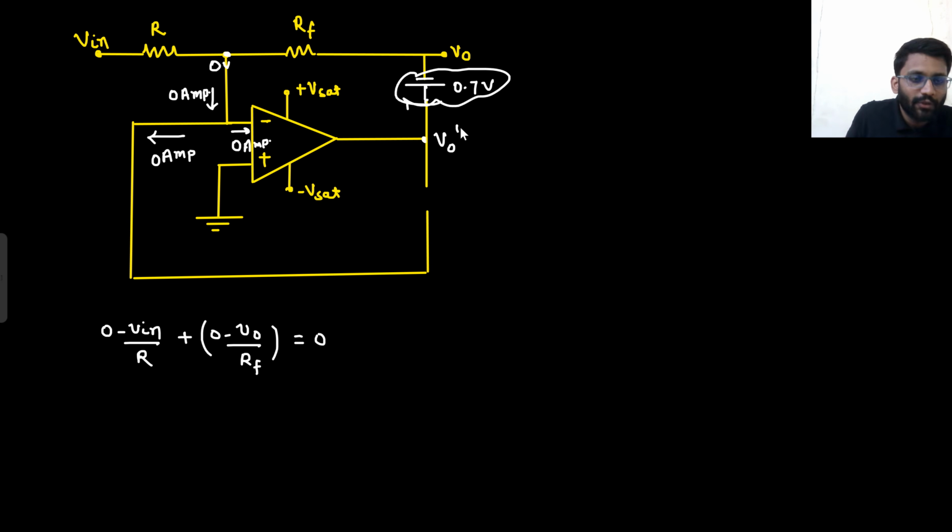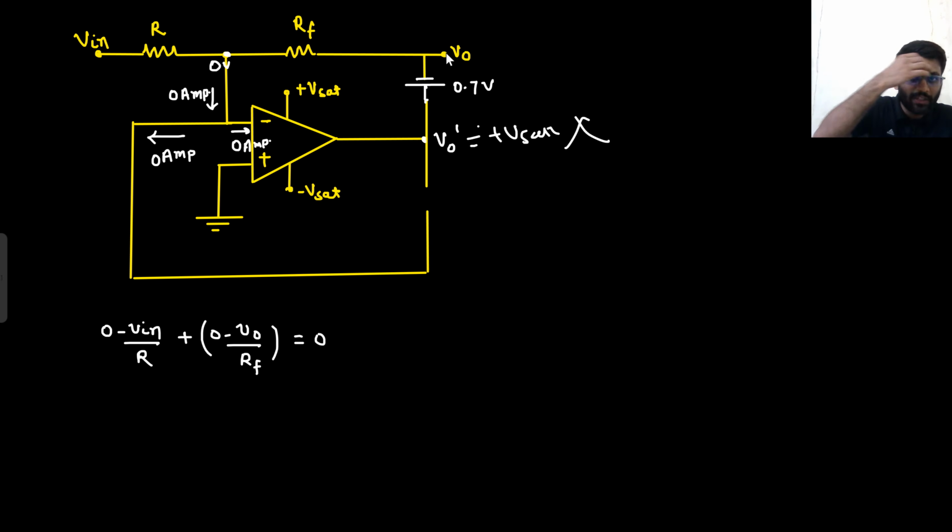This 0.7 is of no use now, right? Because my V naught is not depending on this 0.7. I am not talking about this V naught dash. Is this V naught dash plus V set now? No. This V naught dash is V naught plus 0.7. It is not plus V set.